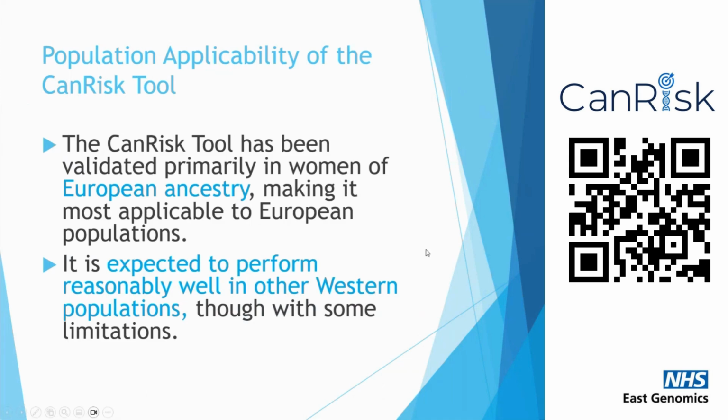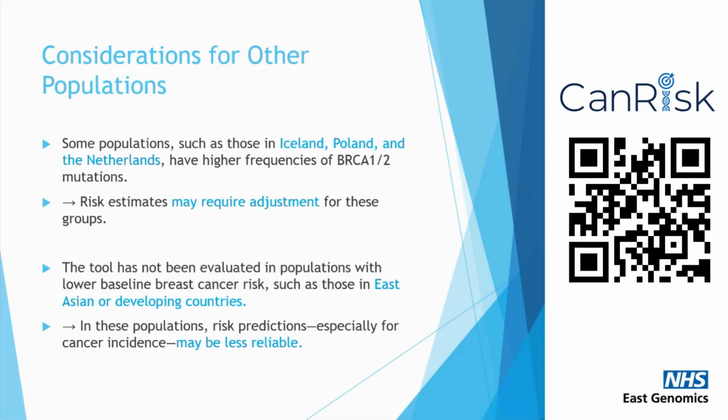Population applicability of the CanRisk tool. CanRisk has been designed for use in European ancestry because that's where they've just got the most data. Expected to work relatively well in other Western populations. You can select different populations. So if your patients come from populations we know have higher frequencies of BRCA1 and BRCA2 variants, such as Iceland, Poland, and the Netherlands, the frequency of picking up mutations in those genes can be adjusted to allow for that.